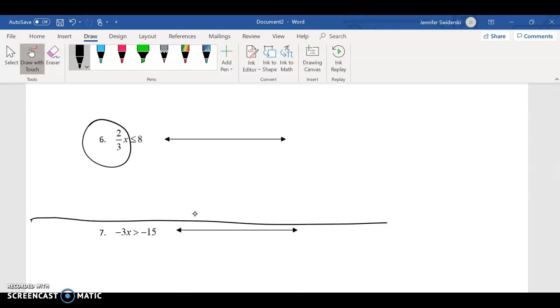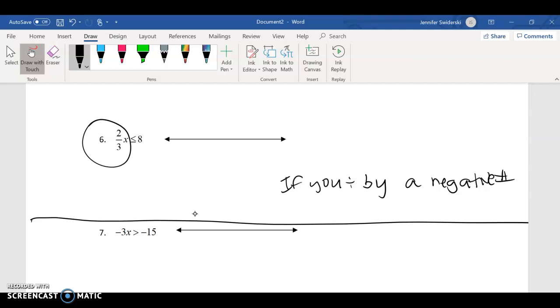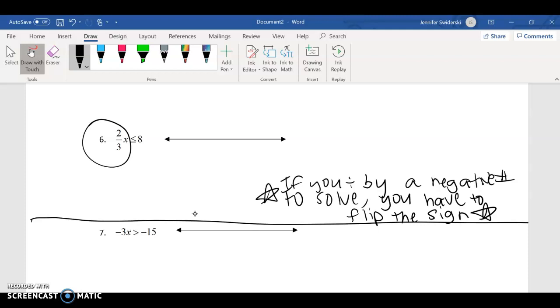So for number 7, I want you to make a little line here with a note above it. You know that if you divide by a negative number to solve, you have to flip the sign. It's just a rule with inequalities that you learned in 6th grade. Just a reminder, if you divide by a negative number to solve, you have to flip the sign.